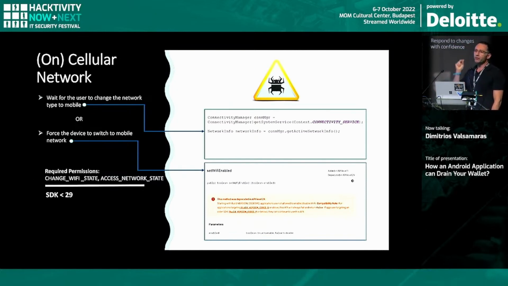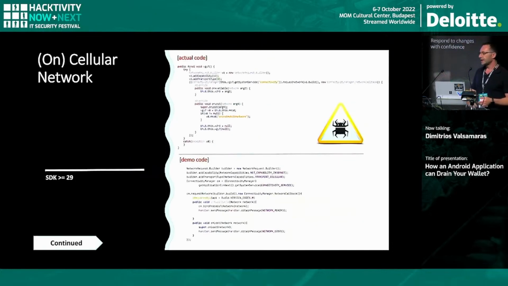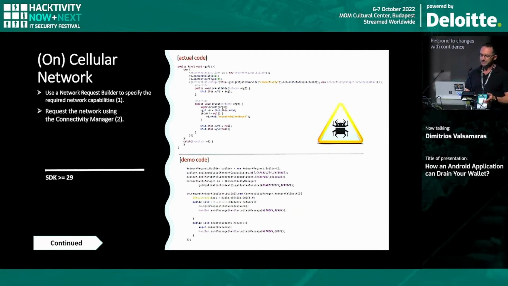Or the other way is to force the device to switch to a mobile network. And how is this done? Before SDK 29, there was a method called setWifiEnabled, which allows an application to disable the Wi-Fi. Doing this, the device will switch automatically to a mobile network. As I said, this was before SDK 29, because in SDK 29 and after, we saw a new technique. Use the NetworkRequest builder and define some specific capabilities there. Then use the ConnectivityManager in order to request this network, and finally bind the process to the network.